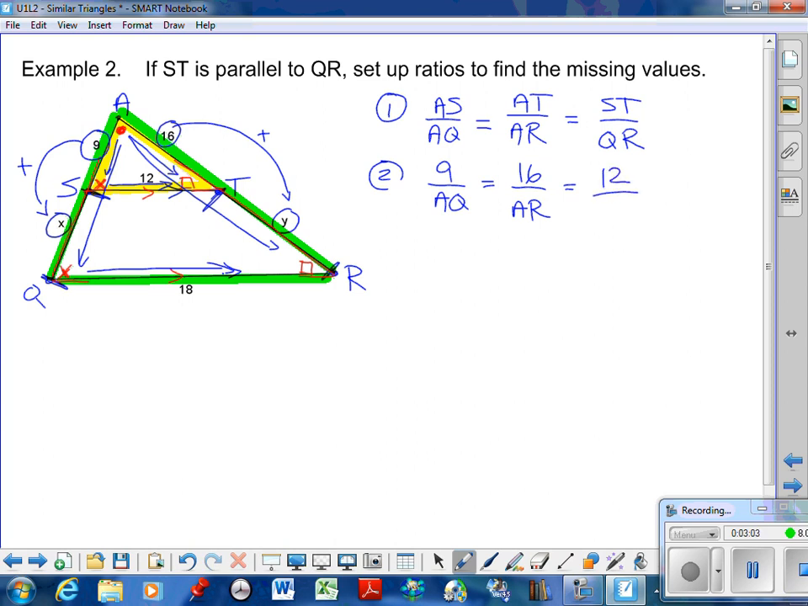ST is 12, and QR is 18. So there's step two. Step three is to break this into two fractions. The constant has to appear in both of them. So where is the constant? It's the one with all the numbers. Here it is, 12 over 18. So 12 over 18 has to appear in both equations.